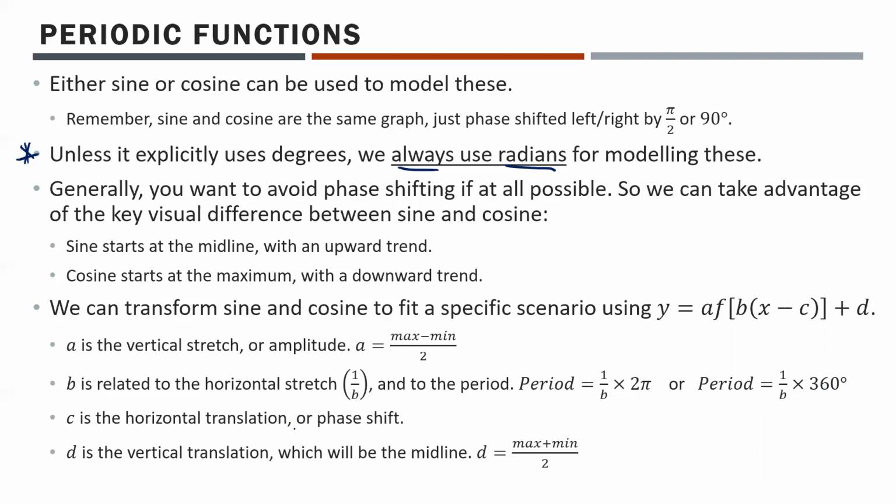C is, of course, your horizontal translation, or in other words, the phase shift, and D is the vertical translation, which is the midline. We also looked yesterday at how the midline D is your max plus your min divided by 2, which makes sense because that's like saying your midline is your average between your max and your min. That's an easier way of remembering that one.